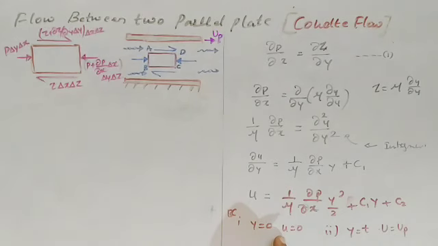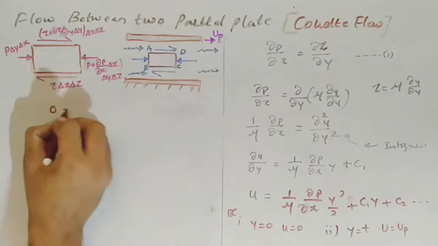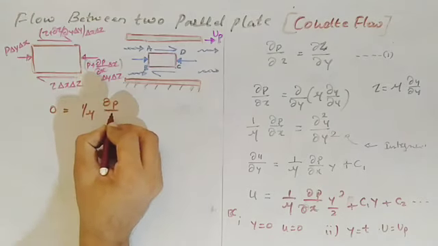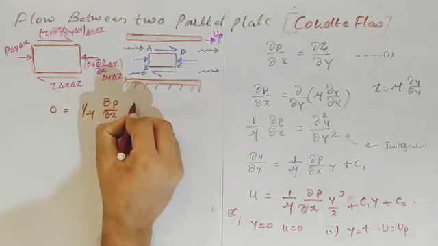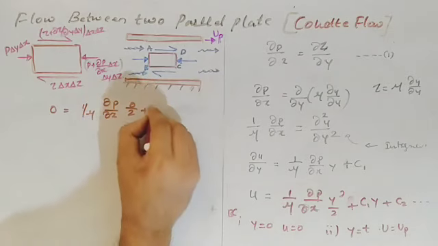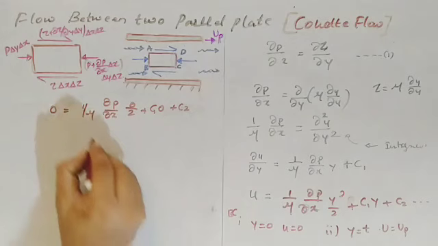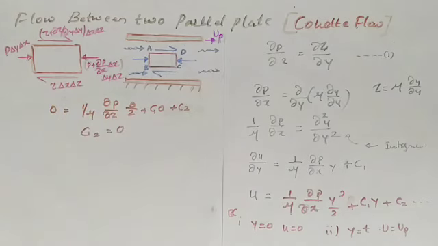Now if I substitute the first boundary condition in equation 2, I get 0 equals 1/mu ∂p/∂x, then y value is 0, so 0 by 2 plus c1 times 0 plus c2. From this equation, I will get c2 equal to 0.